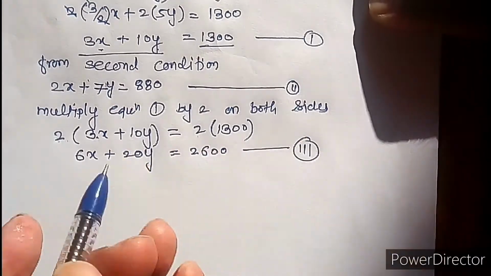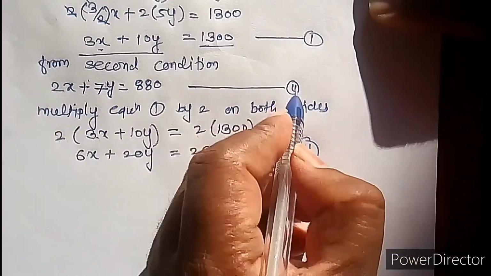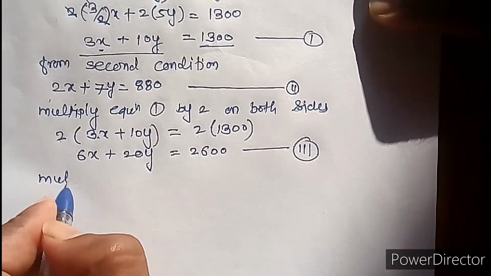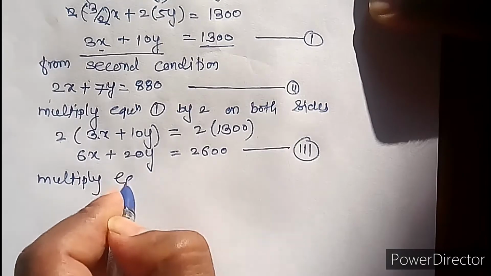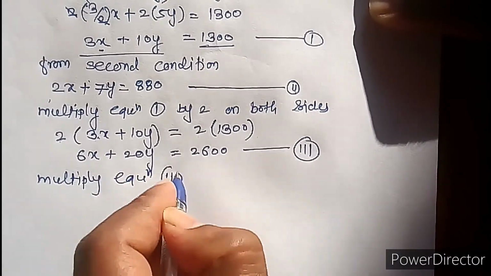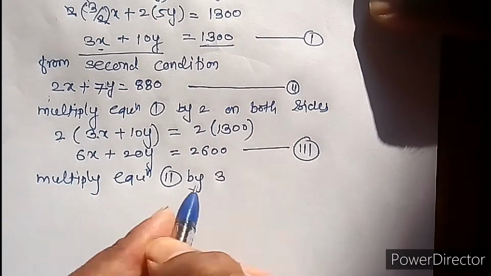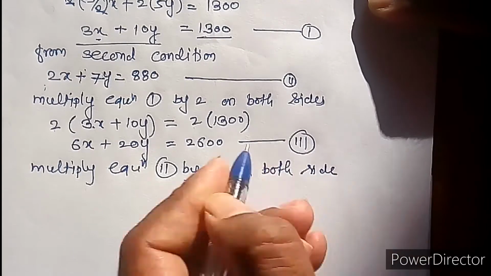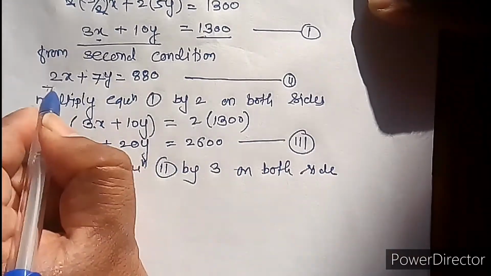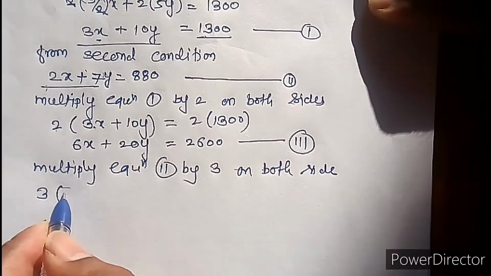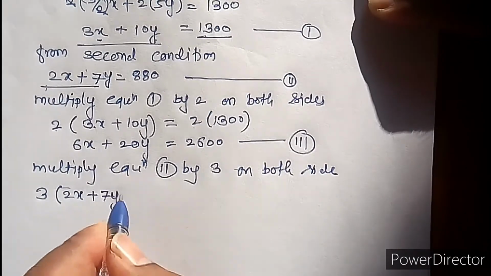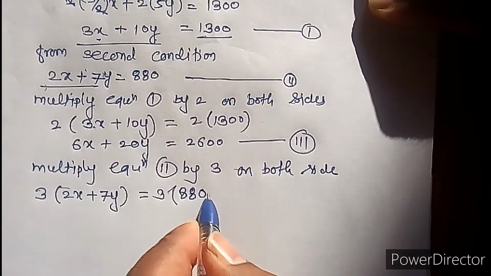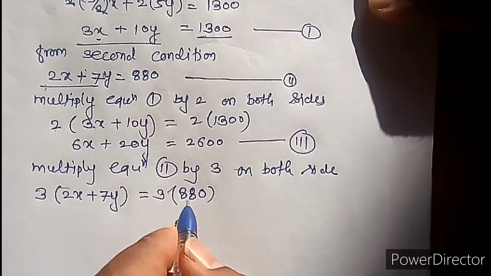Now here, if we have to make the coefficient equal of the second equation, then we have to multiply equation number 2 by 3. Therefore multiply equation 2 by 3 on both sides, therefore 3 into this equation, that is the second equation, 2x plus 7y equals to 3 into 880, because we are multiplying by 3 on both sides.